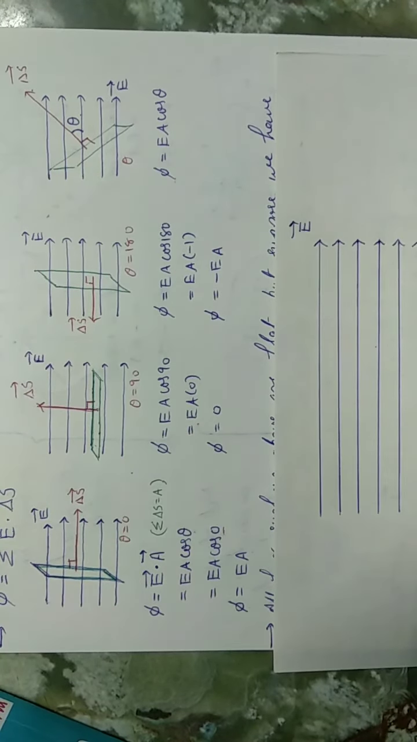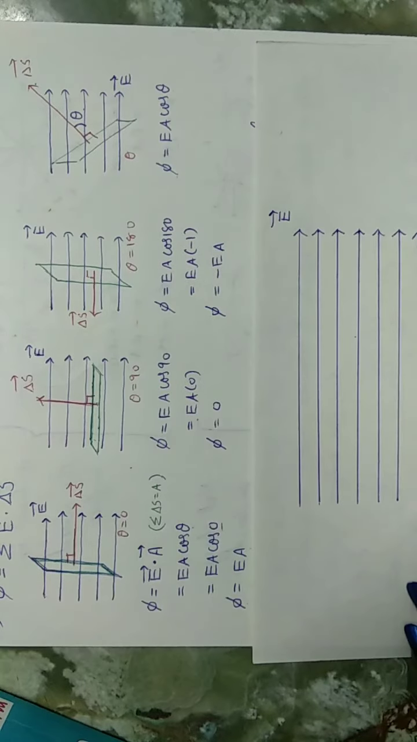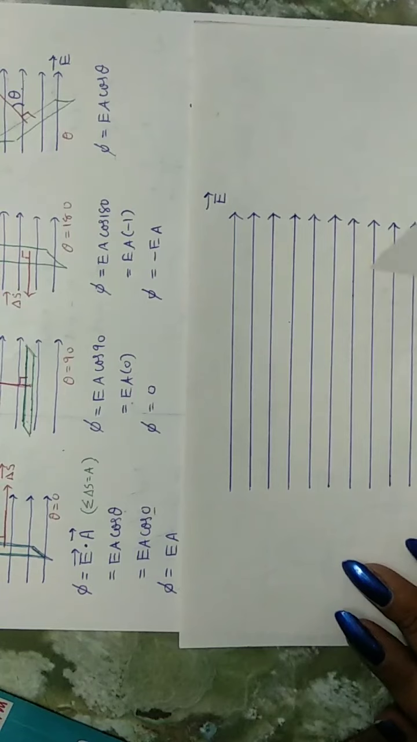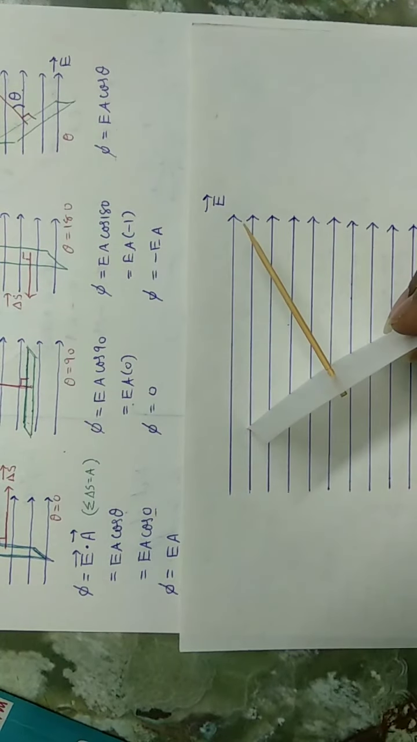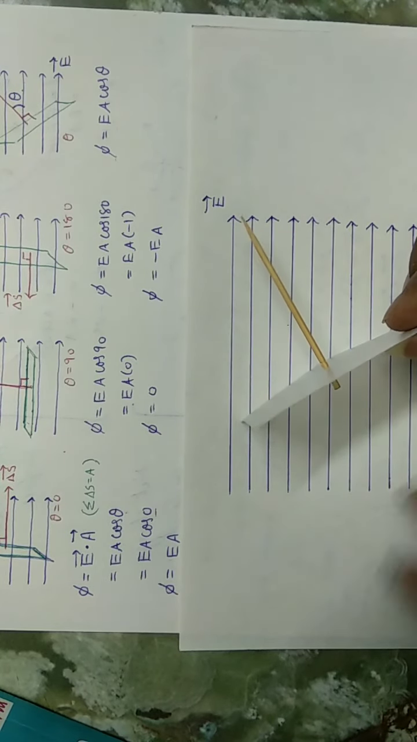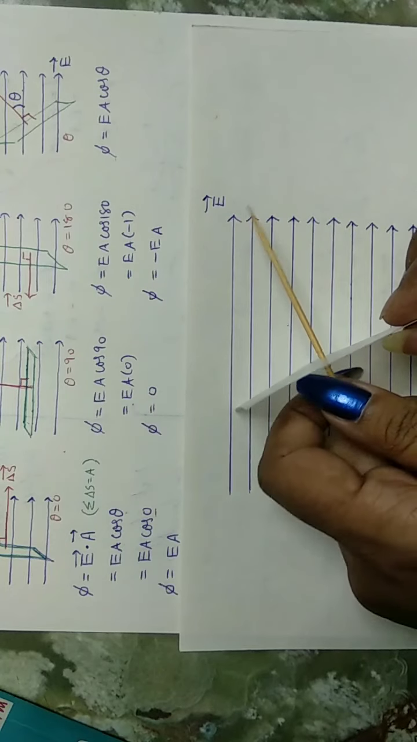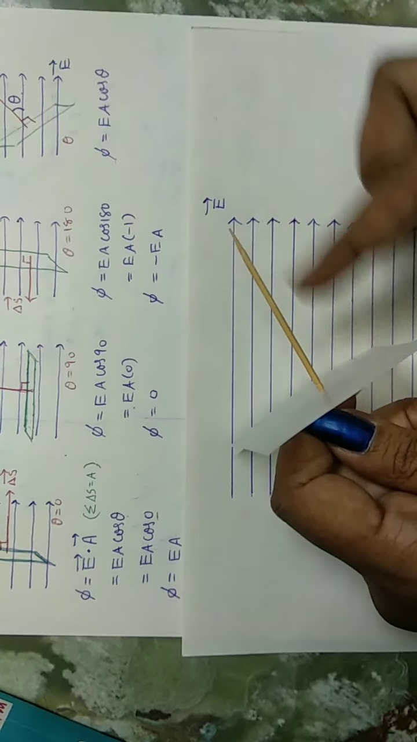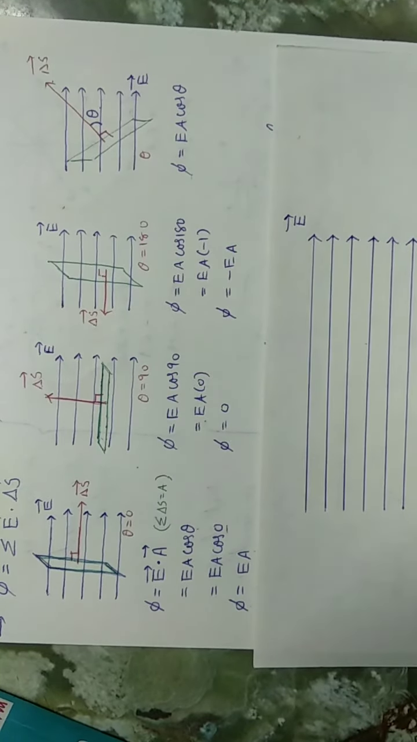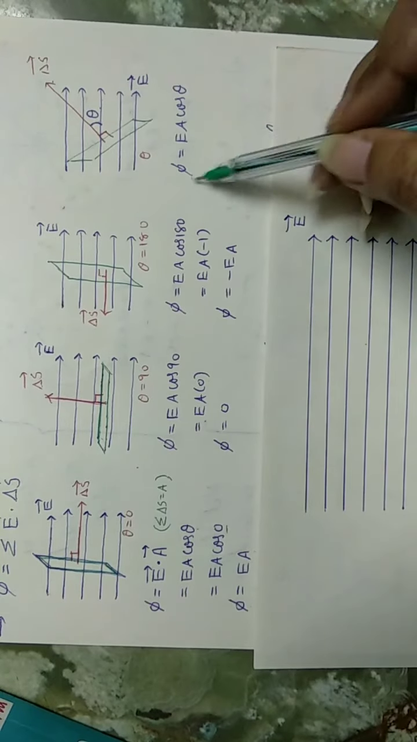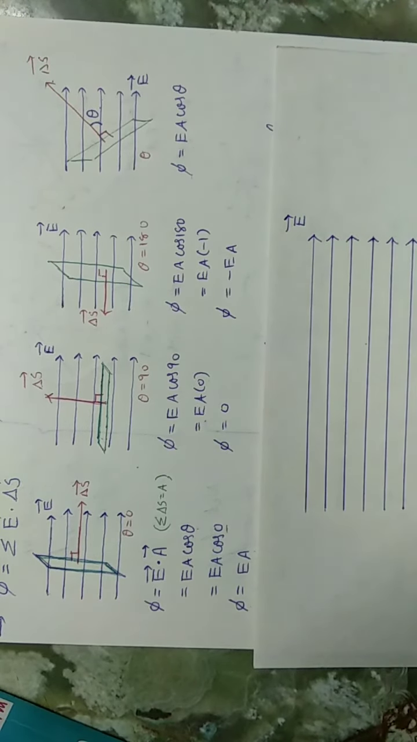And in this figure, the area is making some angle theta with the electric field. So that can be shown like this. If the area is somewhat like this, then you can see area is also making some angle theta with electric field. Then this area vector is also inclined with the electric field, just in the figure. So depending on the value of theta, we are going to obtain the value of flux.